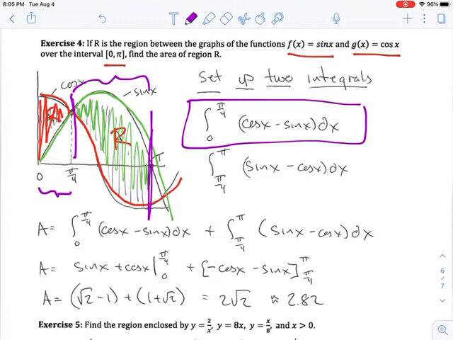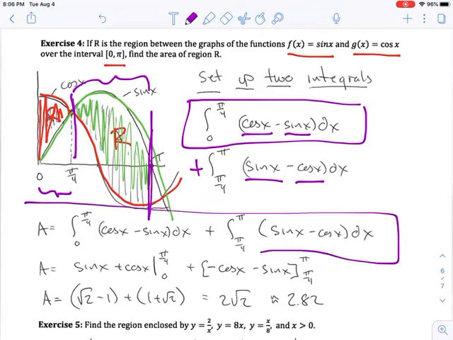Again, from 0 to pi over 4, cosine of x minus sine of x, because cosine is on top, sine is on the bottom. And then my second integral is from pi over 4 to pi, where sine is on the top and cosine is on the bottom. And then, of course, we want to add these two together. So here is the complete set up integration problem. It would be the sum of those two integration problems.